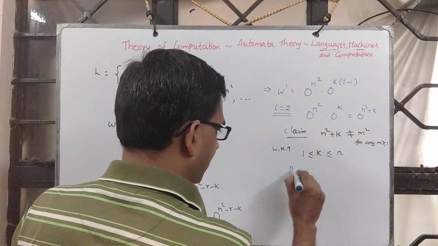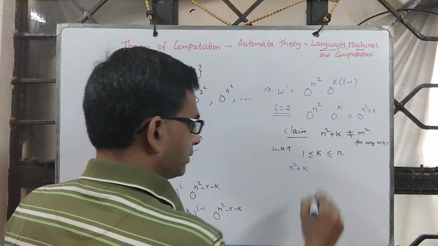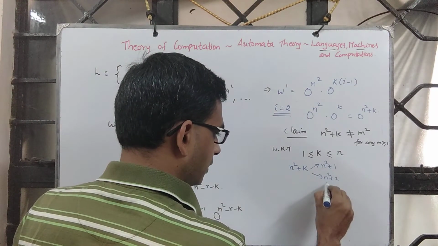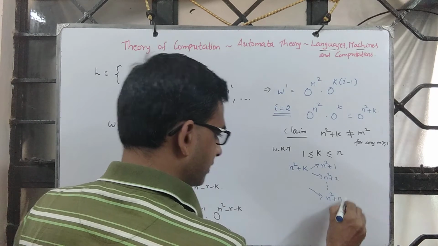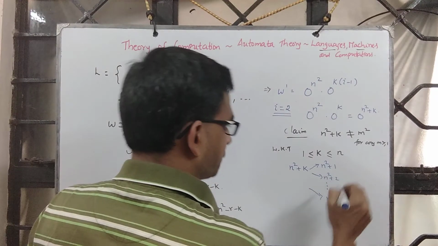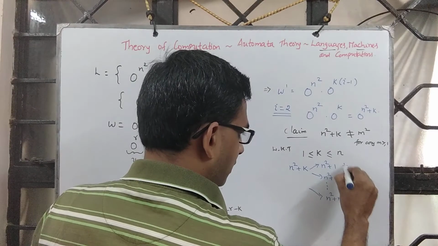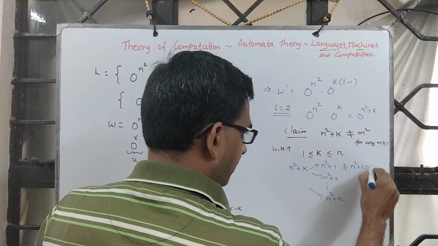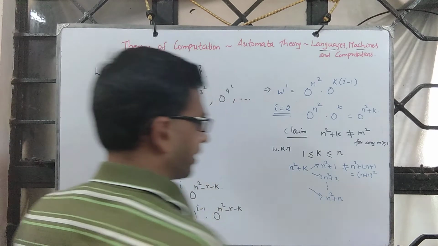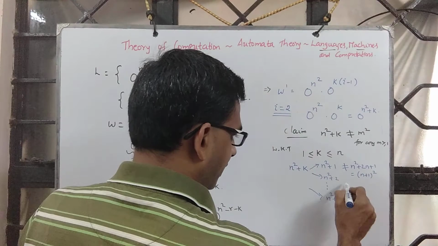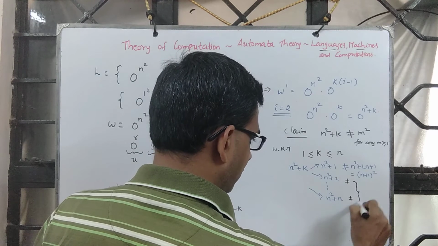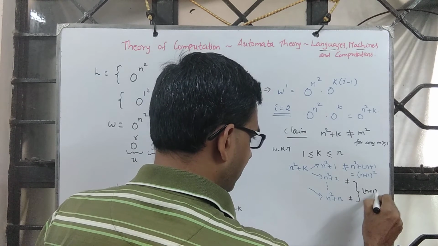Now let's look at n square plus k. This n square plus k could be n square plus 1 or n square plus 2, so on up to n square plus n. This is all possible, right? But n square plus 1 is not n square plus 2n plus 1. What is this? This is the next perfect square, which is n plus 1 the whole square. On a similar line, n square plus 2 is not this, n square plus n is not this. So all of them are not n plus 1 the whole square.